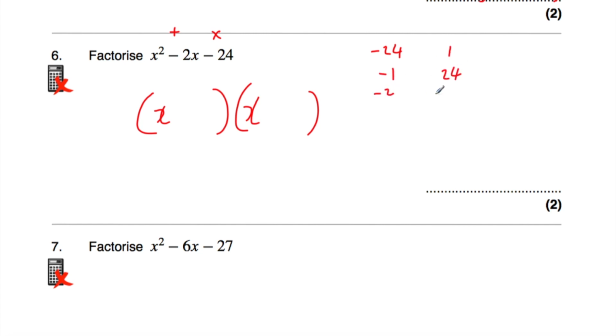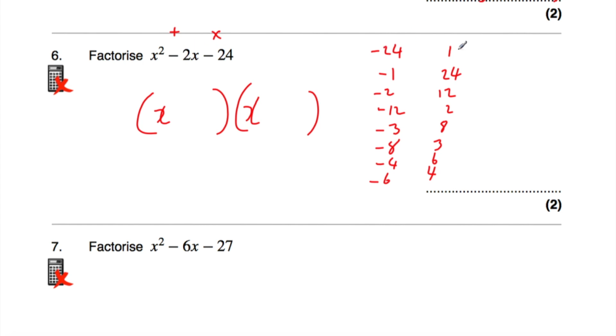We could have negative 2 and 12. We could have negative 12 and 2. We could have negative 3 and 8. We could have negative 8 and 3. We could have negative 4 and 6. We could even have negative 6 and 4. So these are our options. These are the numbers that will times together to give us negative 24. And we want to find which pair will add together to be negative 2.